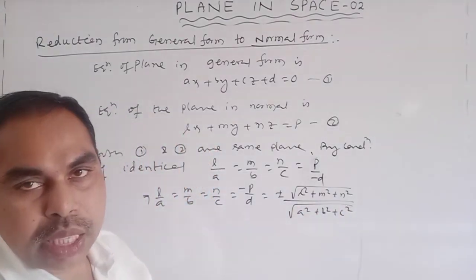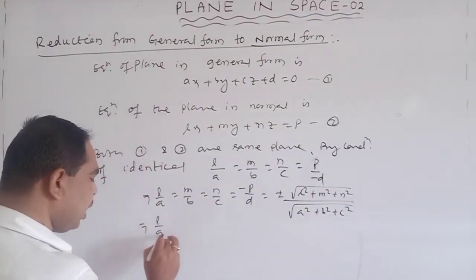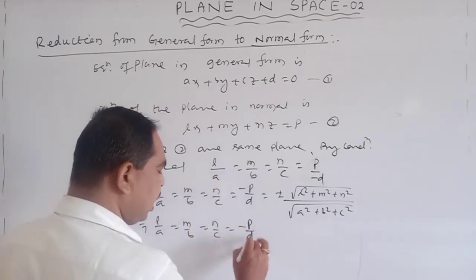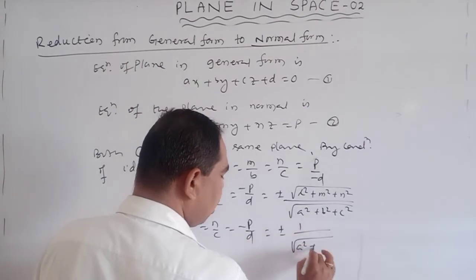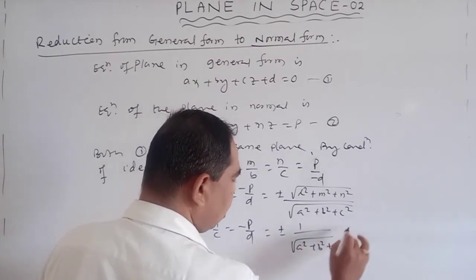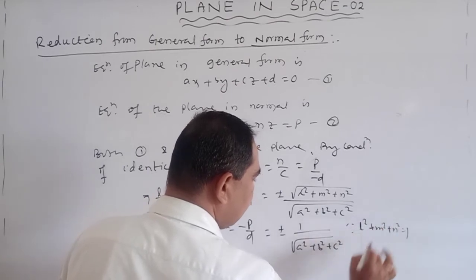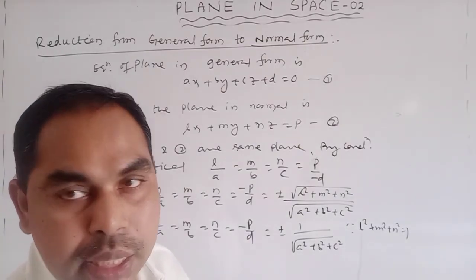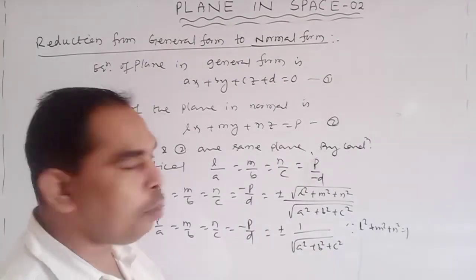By ratio and proportion, L by A is equal to M by B is equal to N by C is equal to minus P by D is equal to plus or minus 1 by root A square plus B square plus C square, because L square plus M square plus N square is equal to 1. DCs are direction cosines of the normal to the plane. What is P? P is the perpendicular distance from the origin to the plane.